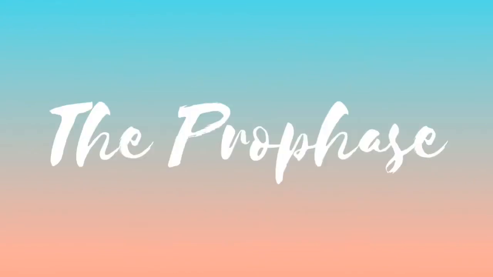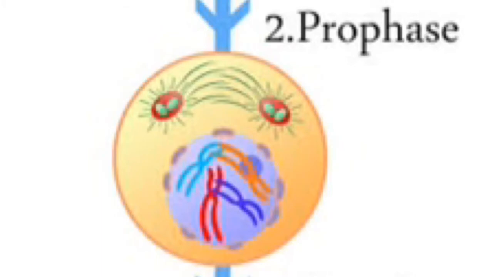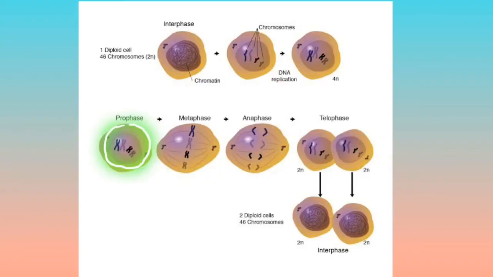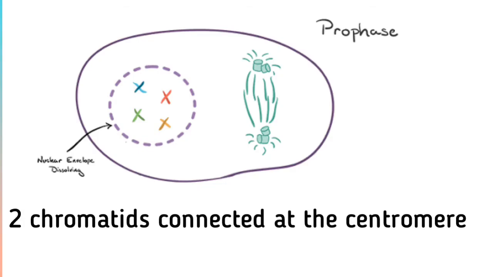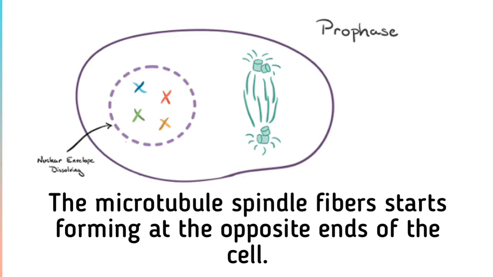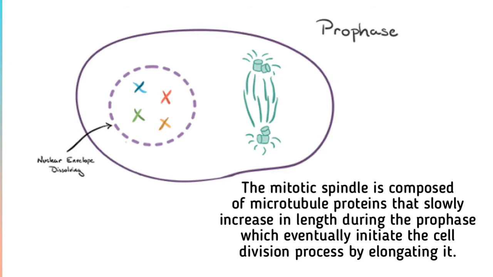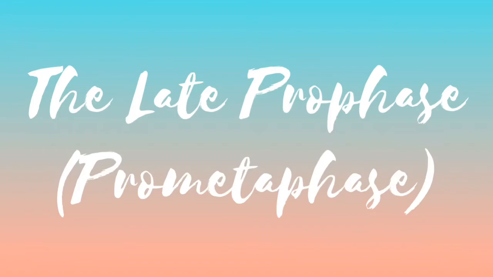First is the prophase. In this phase, the DNA supercoils. Chromatin fibers become coiled and condensed into chromosomes. The chromosomes consist of two chromatids connected at the centromere. The microtubule spindle fiber starts forming at the opposite ends of the cell. The mitotic spindle is composed of microtubule proteins that slowly increase in length during the prophase, which eventually initiate the cell division process by elongating it.